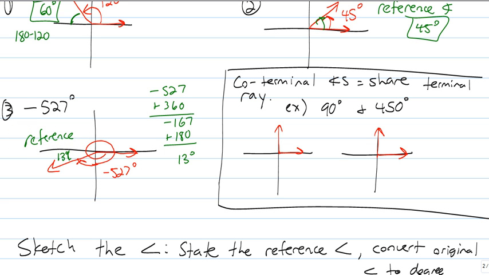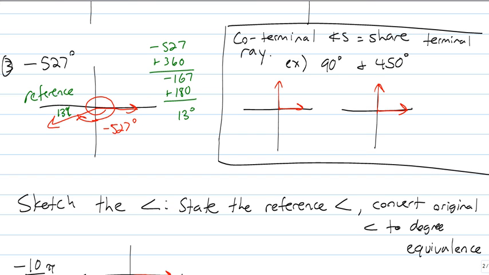Okay, last few things. Coterminal angles. That means they share a terminal ray. So it's like saying here, this is 90 degrees, just from 0 to 90. 450 goes 360 and another 90. Both angles end up in the same position. It's just that you go around a circle once for 450, where for 90 you didn't go at all.